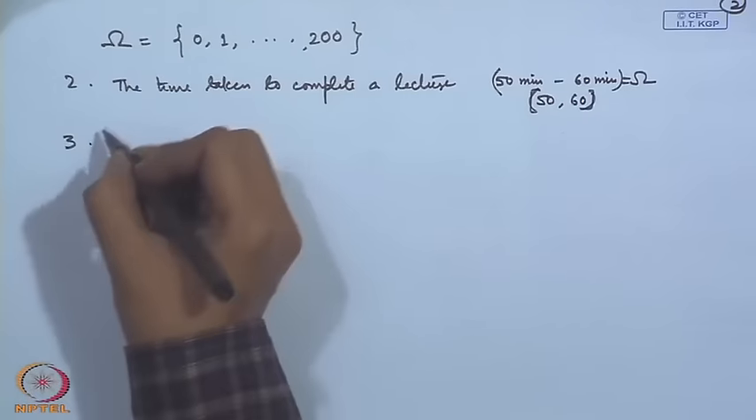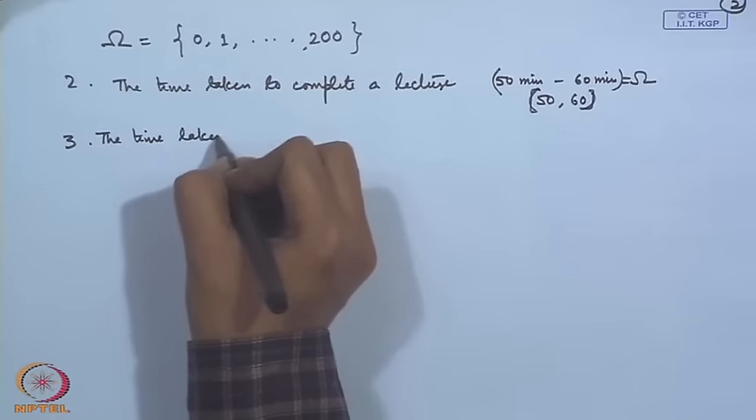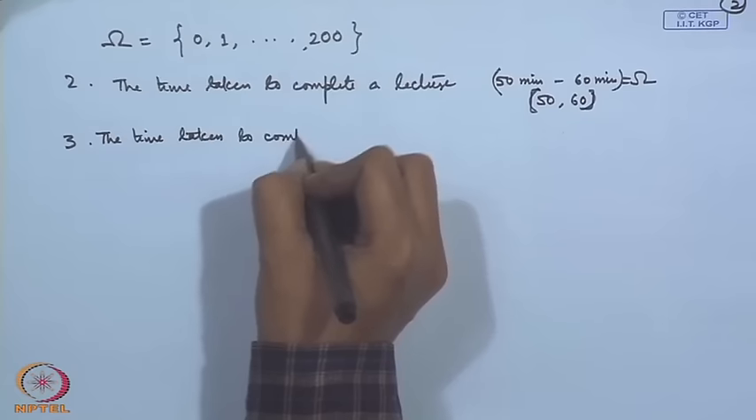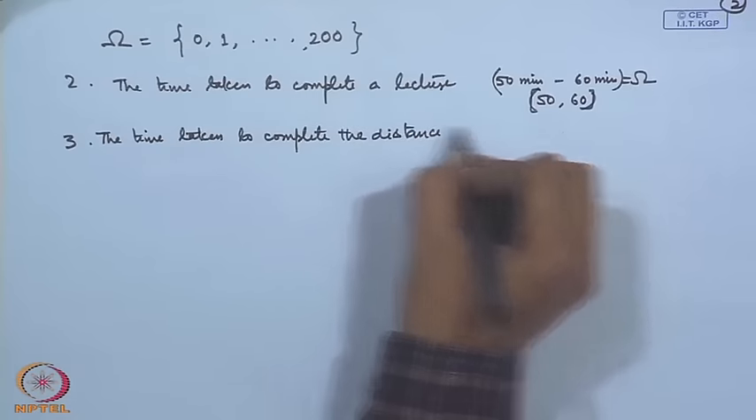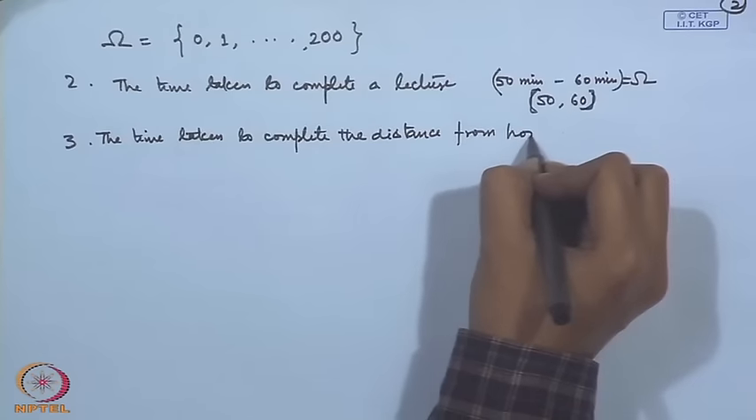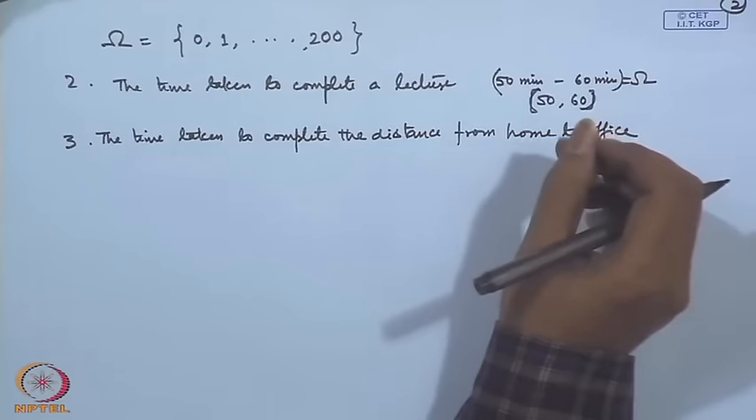Let us consider the time taken to complete the distance from home to office. Now, the total distance may be fixed, for example, it may be 5 kilometers, but there may be traffic on the road, there may be a railway crossing on the way, and therefore, the time taken to complete this distance may vary quite a lot.